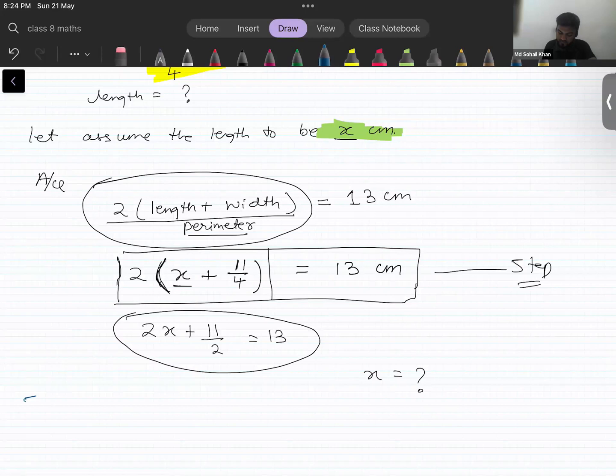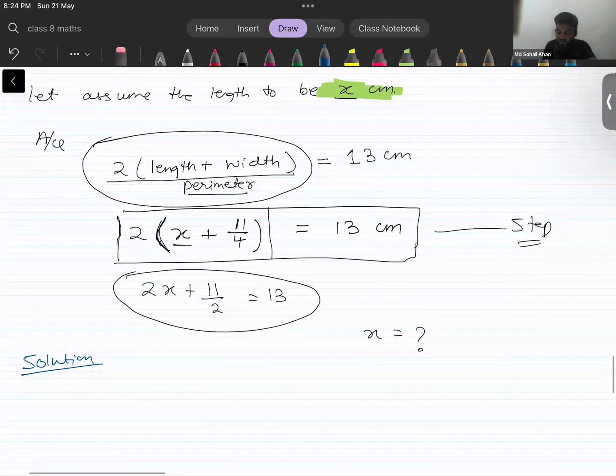Sir, x equals to 41 upon 8. 41 upon 8. Okay, let's check that. Yes, sir.